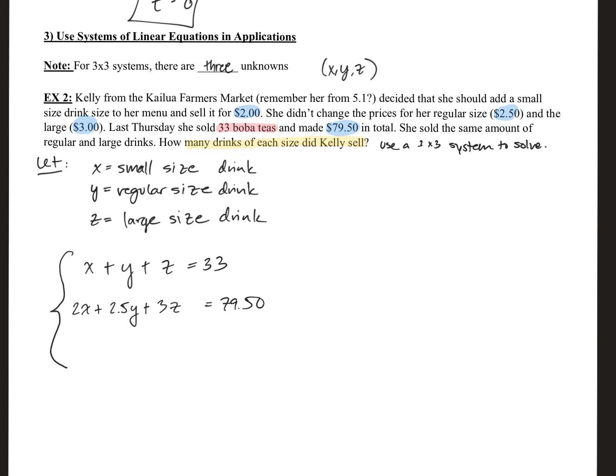We need 1 more. What other information have we not used yet? Let's see, last Thursday she sold 33 boba teas, made $79.50, and she sold the same amount of regular and large drinks. So regulars are y and large is z. They should be the same, right? y should equal z. Oh, that's a teeny weensy baby equation. But it is what it is.